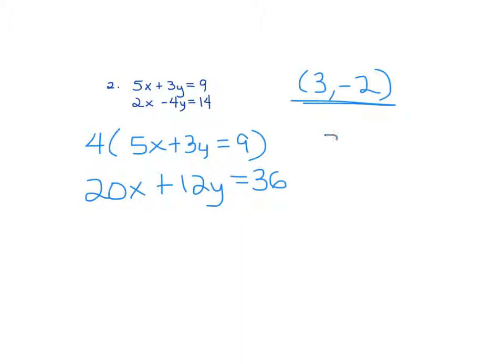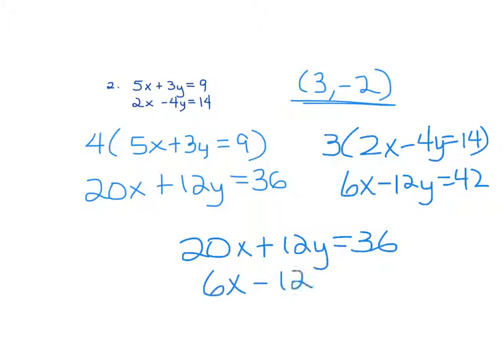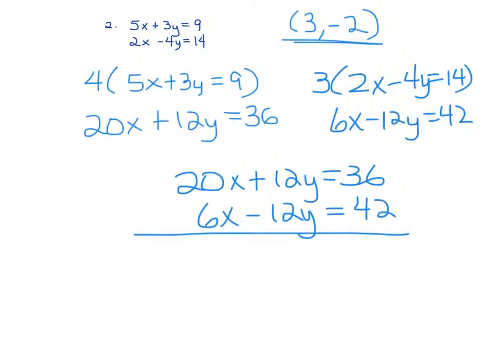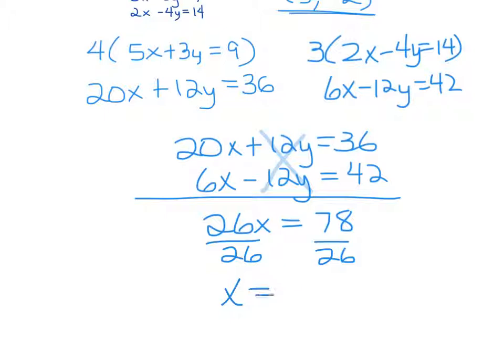My second equation, I'm going to multiply by 3. And once I do that, I get 6x minus 12y equals 42. I'm going to line them up. And now I can see what's going to cancel. I've made the y's, one have a positive 12, one have a negative 12. So the y's cancel out. I'm left with 26x is equal to 78. Divide by 26, and x is equal to 3.